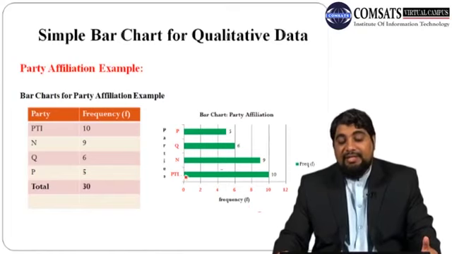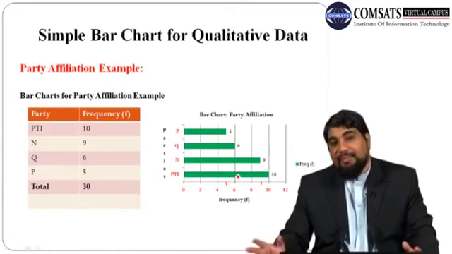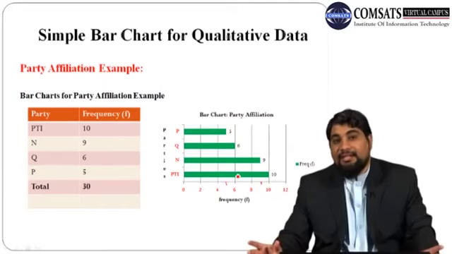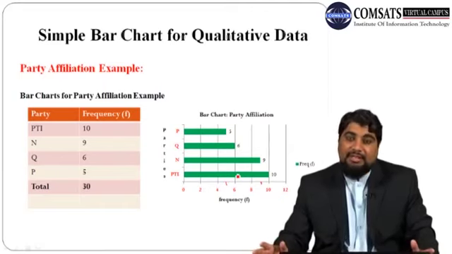Here again the PTI, its frequency is 10. So PMLN, its frequency is 9, which lies between 8 and 10. And similarly PMLQ, its frequency is 6, and PPP, its frequency is 5, which lies between 4 and 6. So that's it. So here this is the horizontal bar chart. Previous was the vertical bar chart.